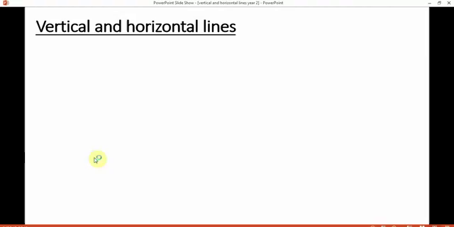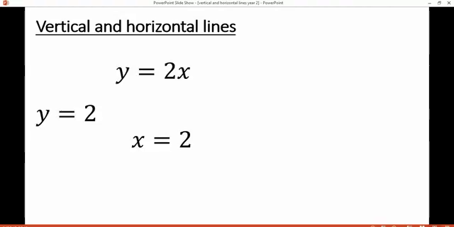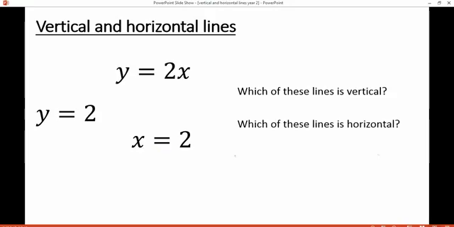So here we have vertical and horizontal lines. Let's look at the equations for those kinds of lines. So we have a line y equals 2x, a line y equals 2, and a line x equals 2. Which of these is vertical, which of these is horizontal, and which of these is sloped? We're going to investigate that right now.